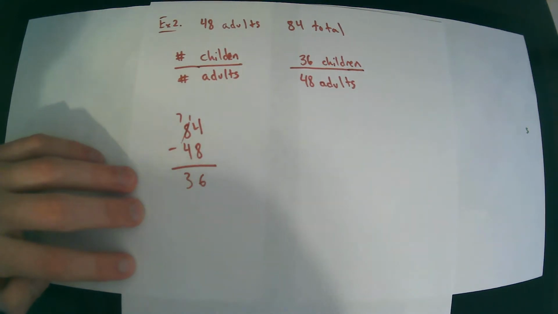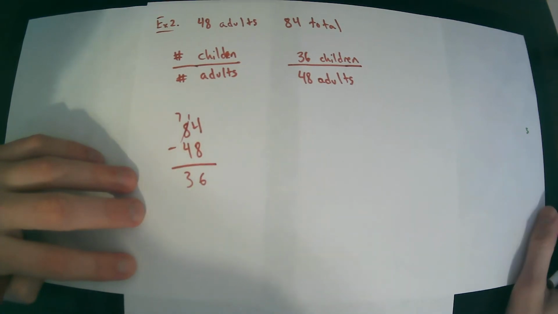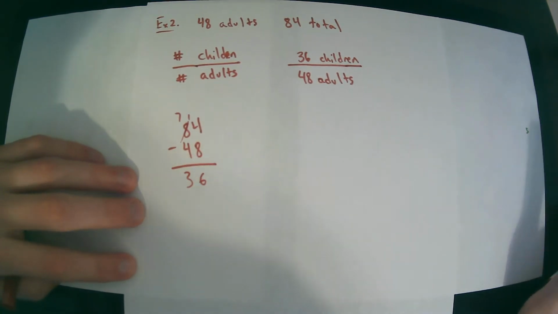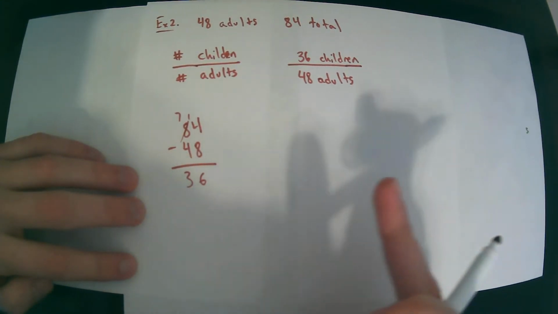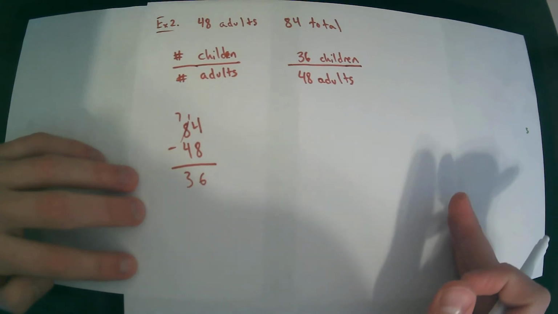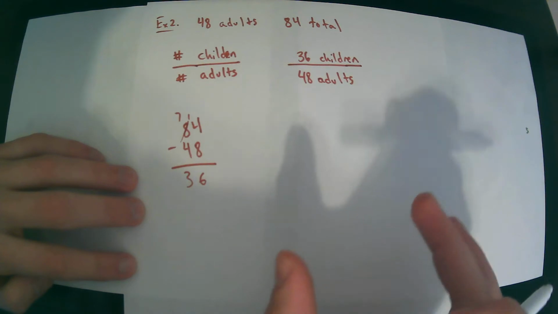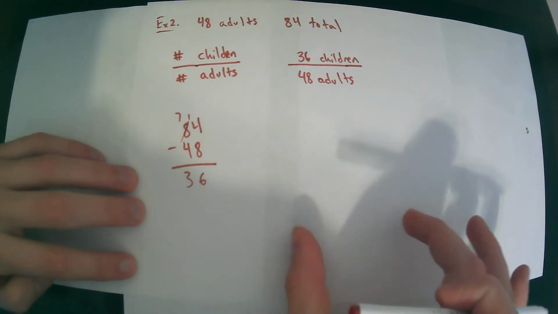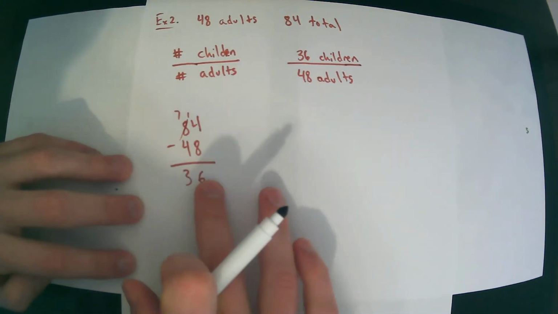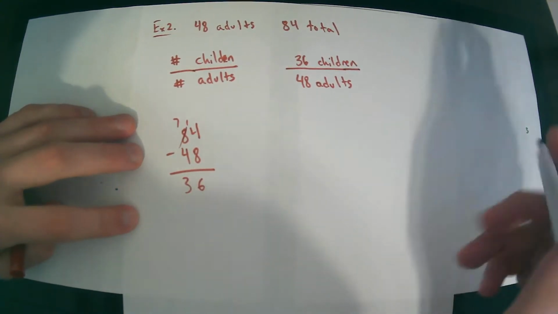And remember that the assumption we made there was that there were only two categories. If there was some third category that we didn't know about, like if children were ages 0 to 12, and adults are ages 18 and up, and then there was another category from 13 to 17, which are teenagers, if we didn't know that number, then we couldn't do this, right? If there was a third category. But there's not. It's implied there's only two categories.